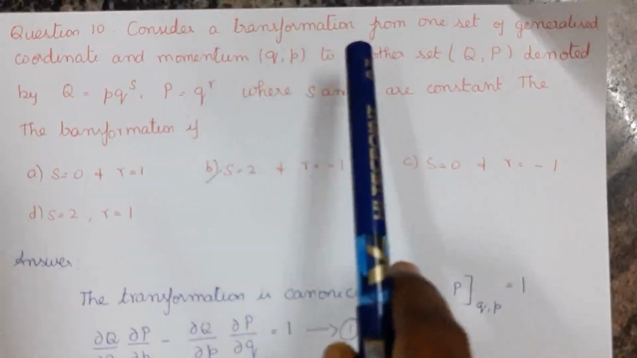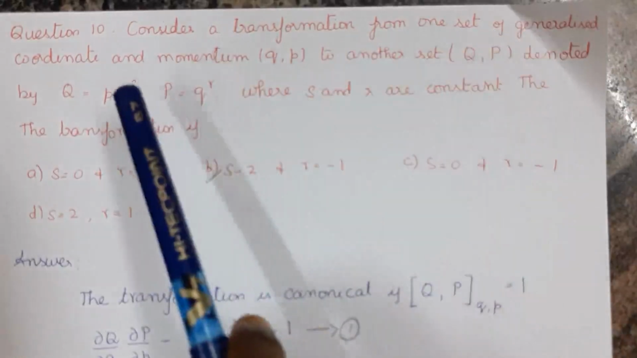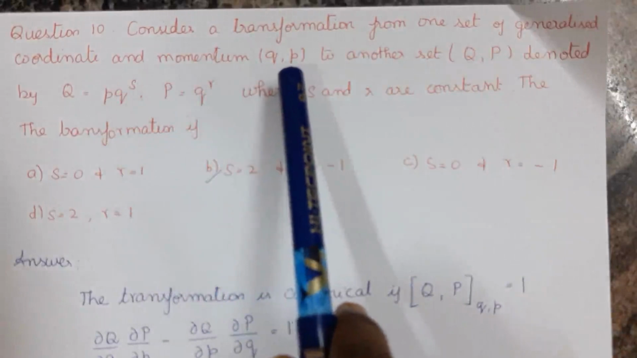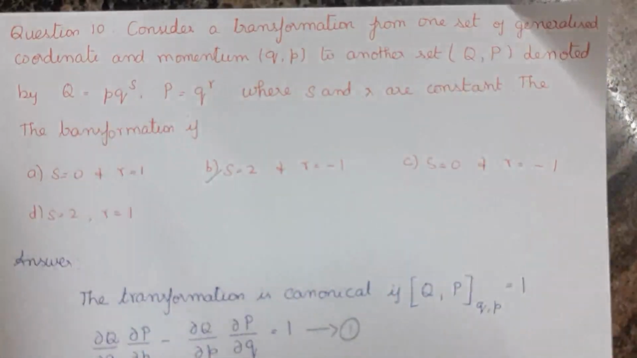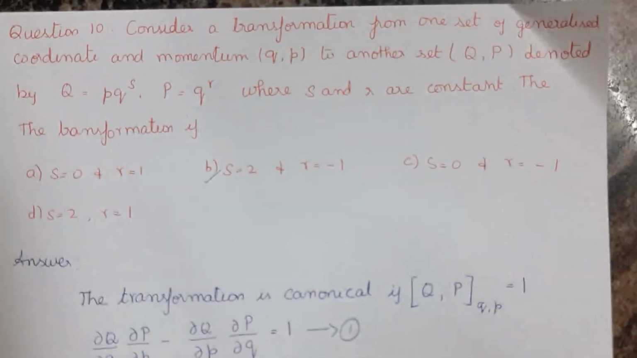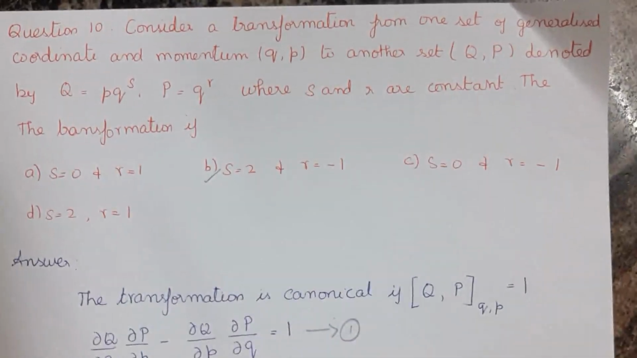Consider a transformation from one set of generalized coordinates and momentum q, p to another Q, P, denoted by Q is equal to p q power s and P is equal to q power r, where s and r are constants. The transformation is canonical if: option A, s is equal to 0 and r is equal to 1. Option B, s is equal to 2 and r is equal to minus 1. Option C, s is equal to 0 and r is equal to minus 1. Option D, s is equal to 2 and r is equal to 1.